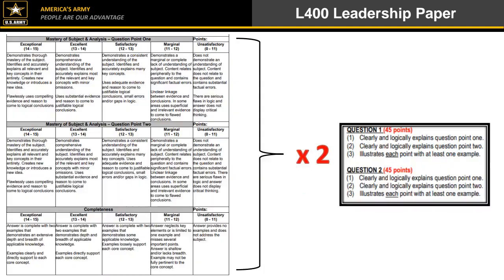And then the final part of the rubric gives you some more details about each one of those 45 points that we're looking at. For example, when you're looking at the mastery of subject and analysis for point 1, we want to make sure that you're thorough and you identify and explain the relevant key concepts, and that you help create new knowledge or introduce new ideas. Okay, and then your evidence is that example that we talked about. And then you're going to do the same thing for your second point. And then down here, it's all about completeness. Your answer has to be complete with 2 examples, and they have to directly support the core concepts within those lessons.